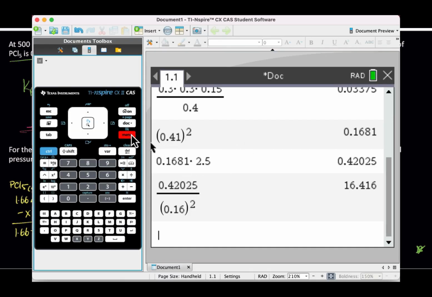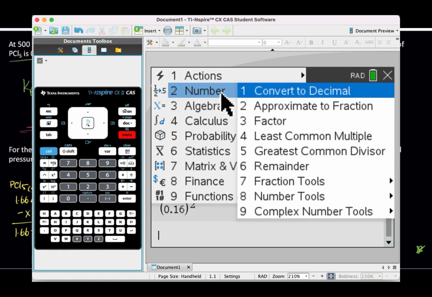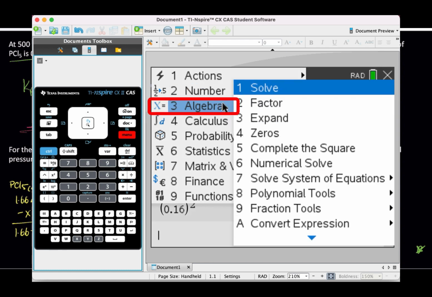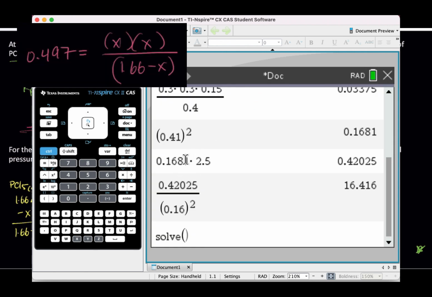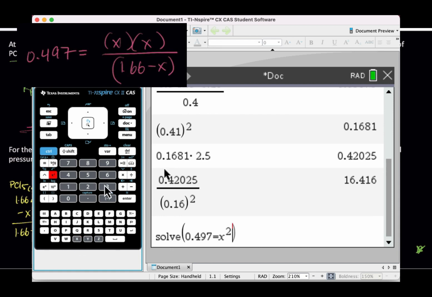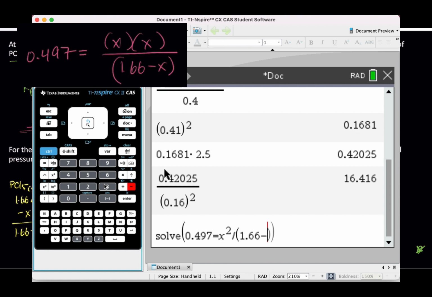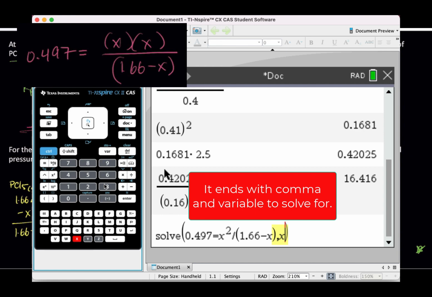Okay, so first you're going to find the menu button. And under menu, you are going to click number 3, algebra solve. Now, when you get to the solve, you'll see this, and then we just have to enter our problem. You'll see the problem in the upper left hand corner, where we're just going to type it in. So 0.497 equals x times x, or x squared, however you want to do that, divided by our denominator, which is our 1.66 minus x, making sure that appropriate phrases are in parentheses as needed. And if you don't remember order of operations very well, use more parentheses than you ought to, and that would be a good choice.